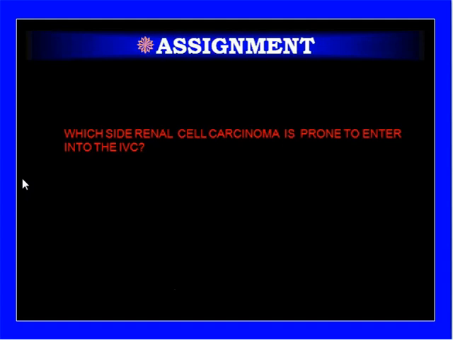Now this is the assignment for today's discussion. Which side renal cell carcinoma is prone to enter into the inferior vena cava?